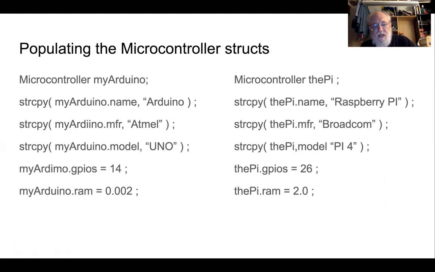When you want to just assign to a numerical variable, all you need to do is assign. So myarduino.gpios gets 14. The pi.gpio gets 26. The RAM in the Arduino gets 0.002, that's a 2K. And the Pi RAM gets 2.0 for 2 gigs. That's an example of instantiating, which is a term from object-oriented programming, creating a variable that is of type microcontroller, and then filling in the members in 2 different ways.